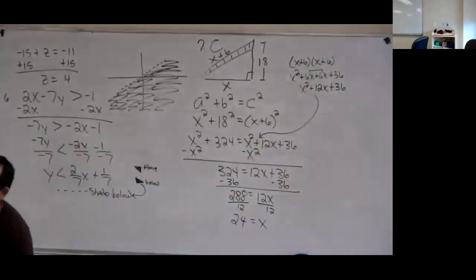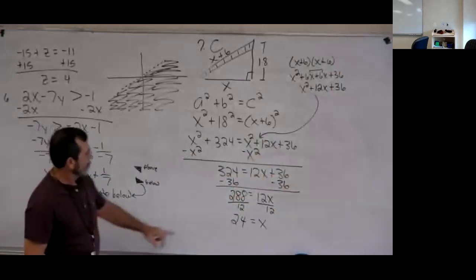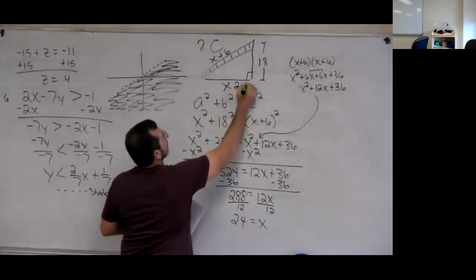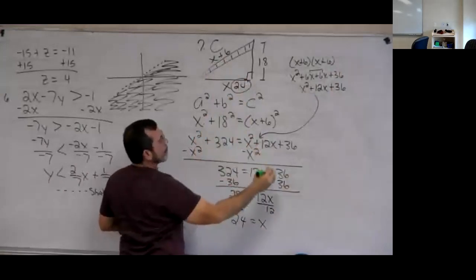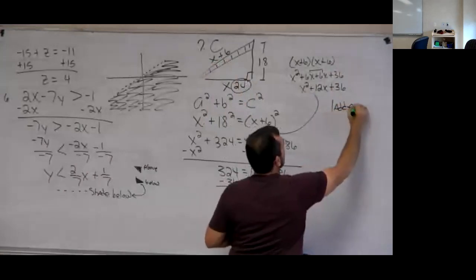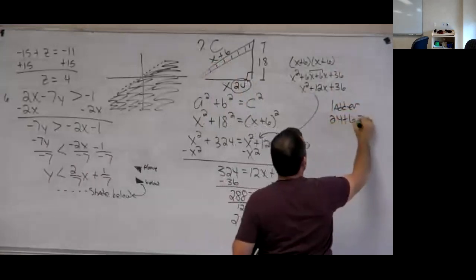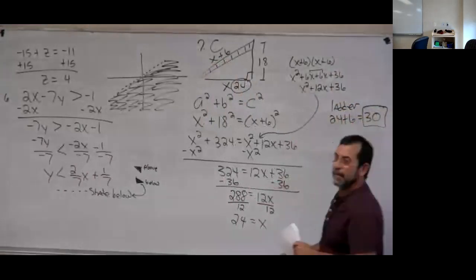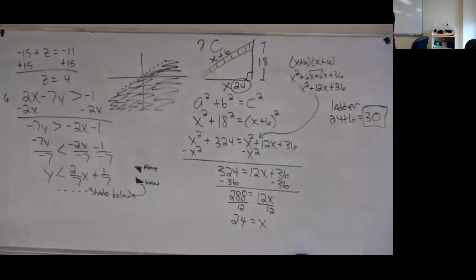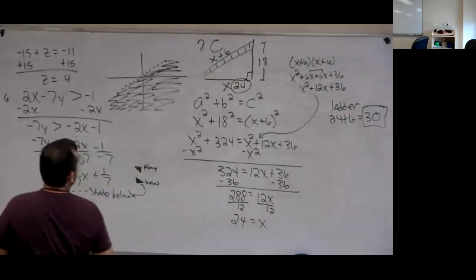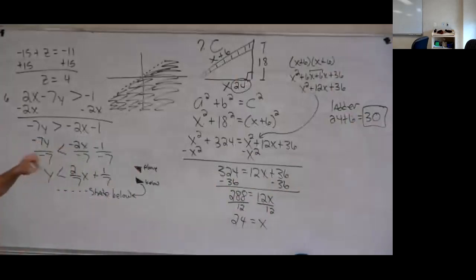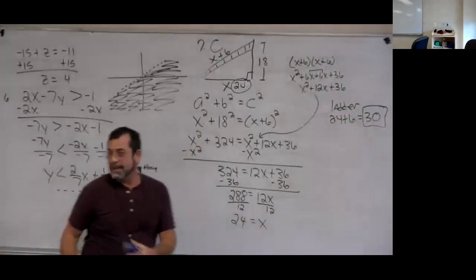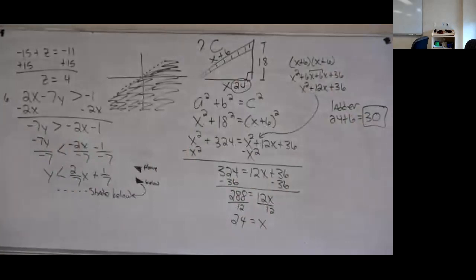But notice, the question is, how long is the ladder? So 24 was this side right here, which means for the ladder you have to do 24 plus 6. So the ladder is 30 feet, okay? So to me, that's your more challenging question of the two. I thought the most challenging was that 3 variable equation and that one, okay?